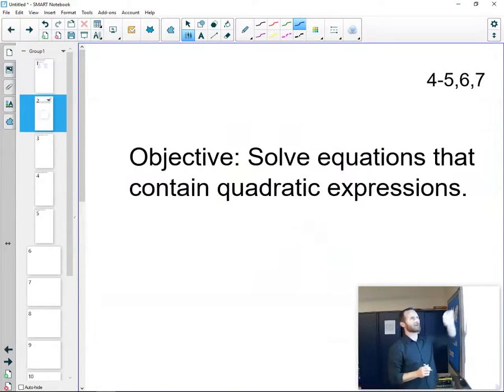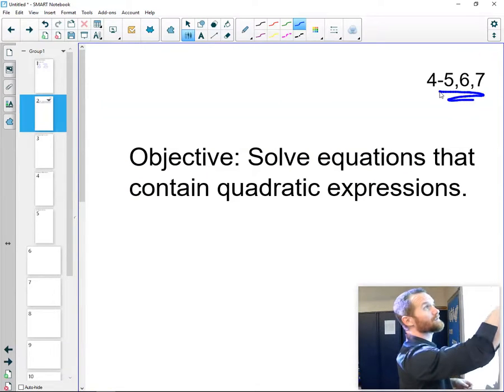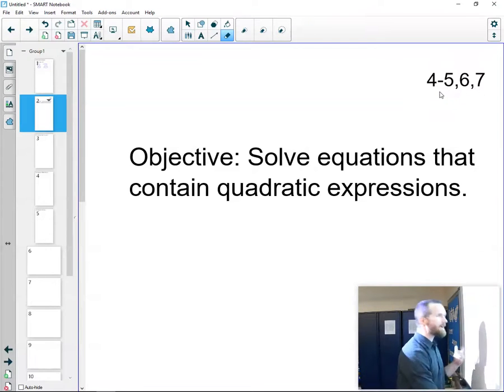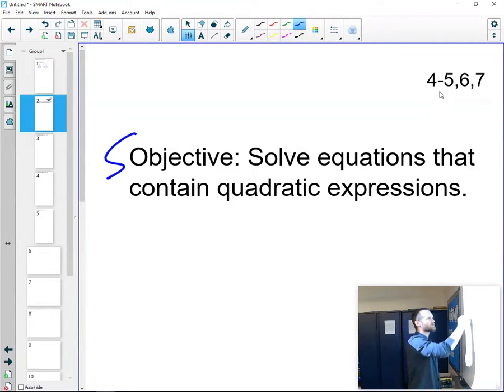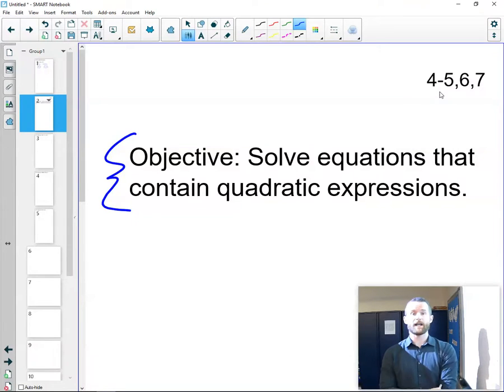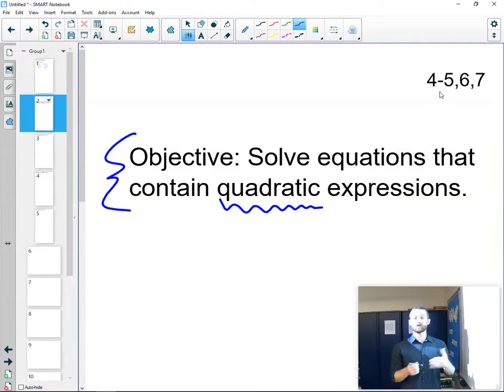All right, let's take a look at our objective now. We're doing chapter 4, sections 5, 6, and 7. That's a lot of sections to be doing in one lesson. Essentially, that means we're putting it all together. We're going to use all the strategies from these three sections, all in the same types of problems. Anyways, after this, we should be able to solve equations that contain quadratic expressions. So today we're going to be looking at more complicated equations, but that still contain expressions that we learned how to deal with in chapter 4, sections 5, 6, and 7.